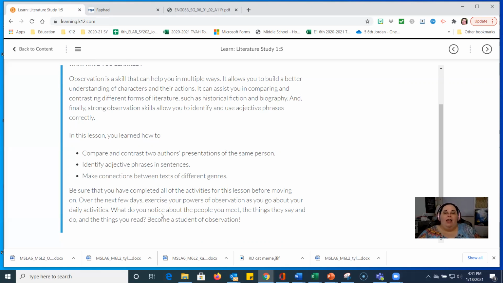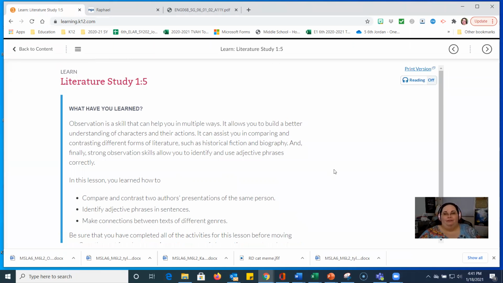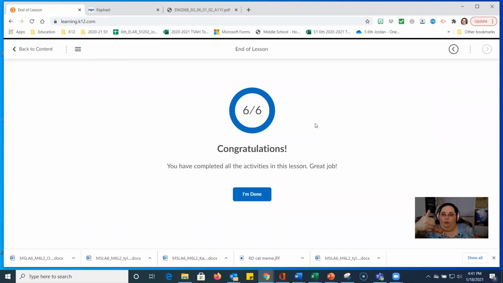Over the next few days, exercise your powers of observation as you go about your daily activities. What do you notice about the people you meet, the things they say and do, and the things you read? Become a student of observation. And we are done. So then you just hit back to content.